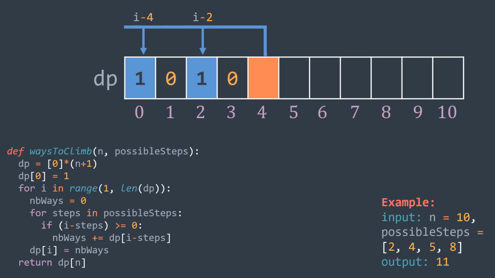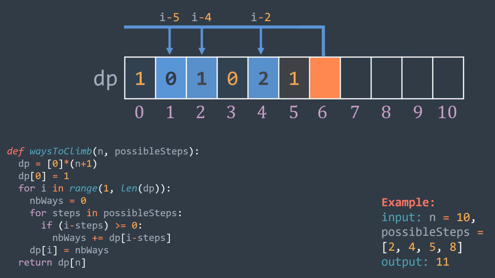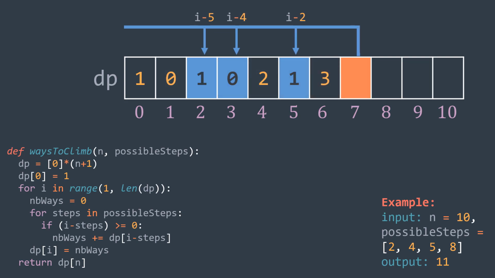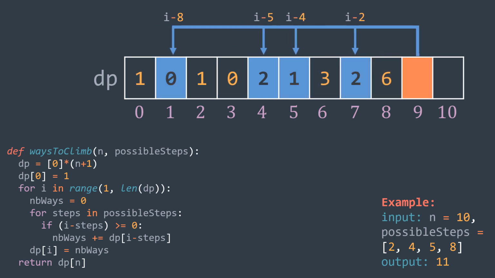dp of 4 now, we can get dp of 4 minus 2 and dp of 4 minus 4, both of them are 1, the sum is 2. For dp of 5, we have dp of 3 equal to 0, dp of 1 equal to 0, and dp of 0 equal to 1, the sum is 1. dp of 6, we have dp of 4 equal to 2, dp of 2 equal to 1, and dp of 1 equal to 0, the sum is 3. dp of 7, we have 1 plus 0 plus 1, we get 2. dp of 8, we have 3 plus 2 plus 0 plus 1, the sum is 6. dp of 9, we have 2 plus 1 plus 2 plus 0, the sum is 5.